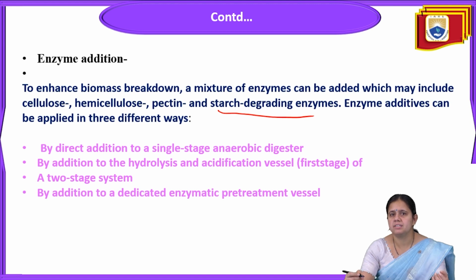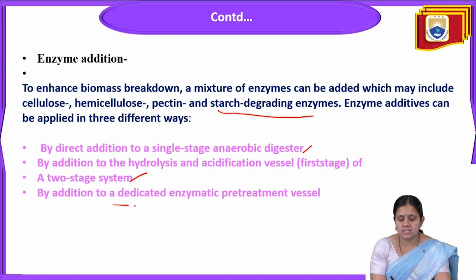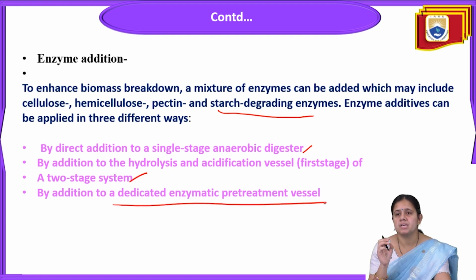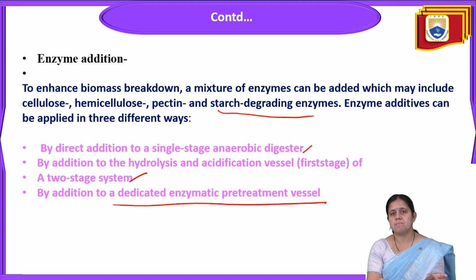Enzyme additives can be applied in three different ways. First is by direct addition to the single stage anaerobic digester. Next is by addition to the hydrolysis and acidification vessels, like the first stage of a two-stage system. And third is by addition to a dedicated enzymatic pretreatment vessel. So enzyme addition is done for the pretreatment process.